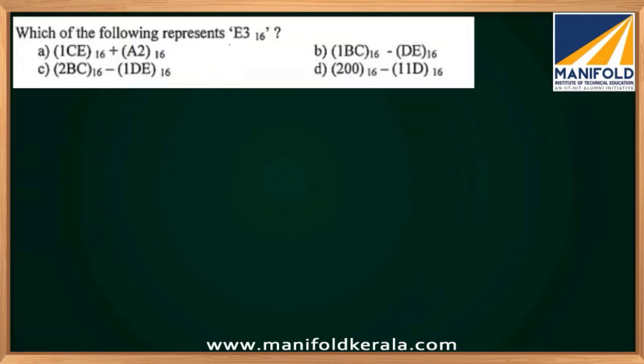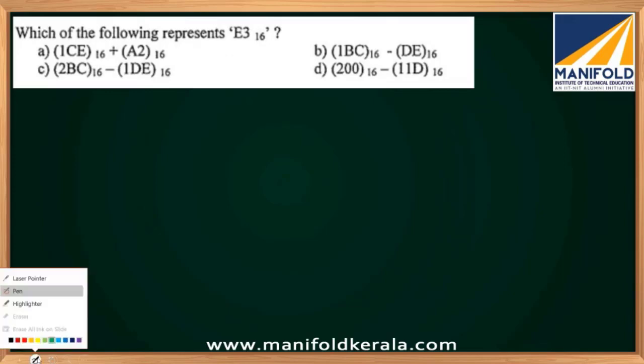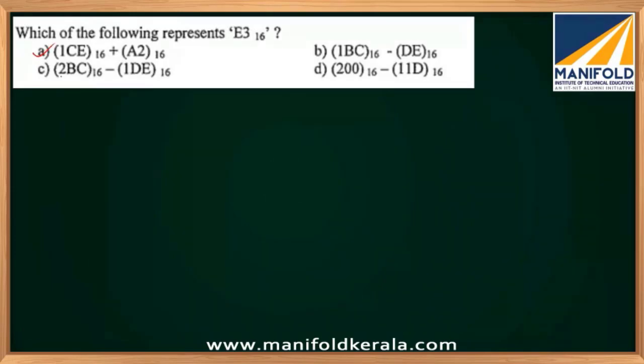Now see this question, this also asks for a JTO exam itself, so that is why I told you about that hexadecimal subtraction or any base subtraction. You should be familiar with how to subtract numbers in any number system. What they are asking is, they have given a lot of operations in the options, and they ask you which of the following operations represents E3 base 16. Which of these operations will result in E3 in hexadecimal?